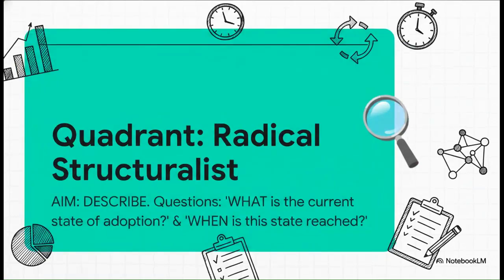And finally, what if our aim is just to describe the situation as objectively as possible? That lands us in the radical structuralist territory. Our questions are now, what is the current state of adoption, factually, and when is the state reached? Here we're just measuring and reporting. So there you have it, 4 aims, 4 completely different projects.